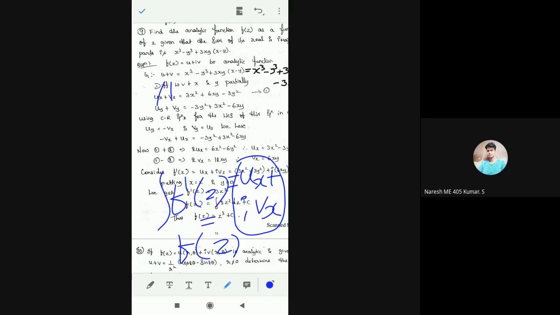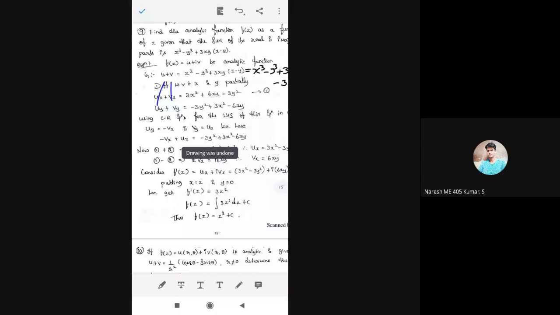Now see the equations. We have ux, vx and uy, vy. We need ux separately and vx separately. So we need to express these two equations, ux, vx, uy, vy, in terms of ux and vx. The first equation already is in terms of ux, vx, so no need to change. But the second equation, that is uy plus vy, we need to change in terms of ux and vx, with the help of CR equations.